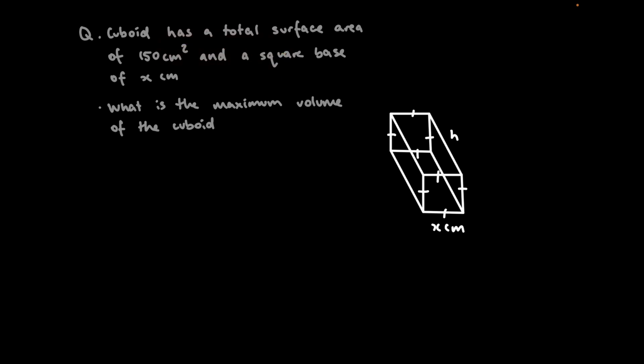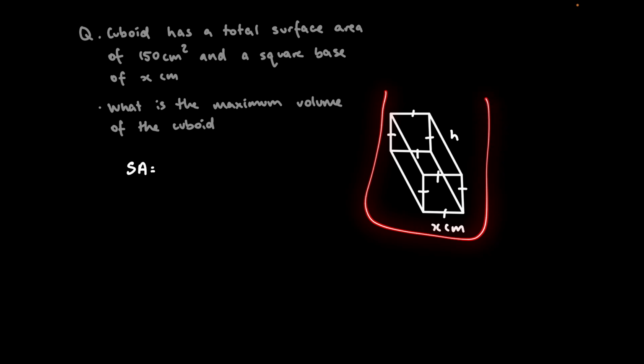We want to have just one nice variable in our equations, so we're going to say x is our variable. So let us first determine what the value of h is, and they've nicely told us that this total surface area is 150 centimeters squared. So let me first generate an equation for my surface area.